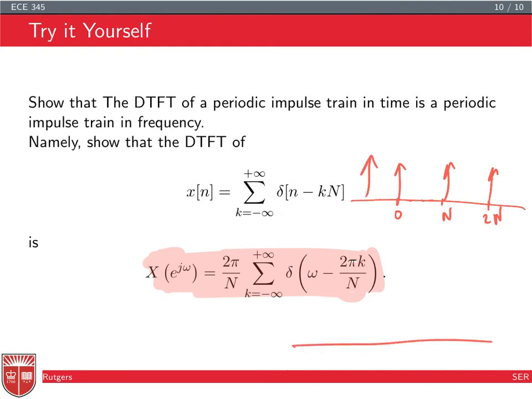And X(e^{jω}) is going to be impulses, but here it's 1, but they are separated. So it's going to be at 0, and you have, for k equal to 1, at 2π over N, 4π over N, and so on and so forth. And also in the negative, so you're going to get something like this. And the amplitude here is 2π over N. So that's basically what you have to show.